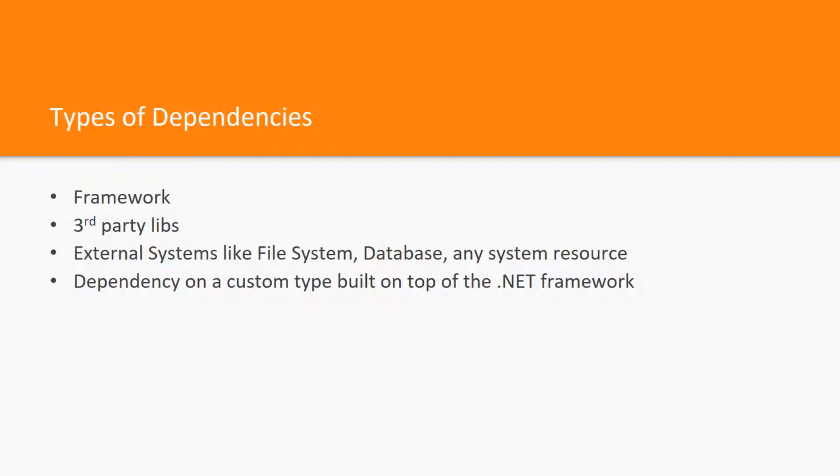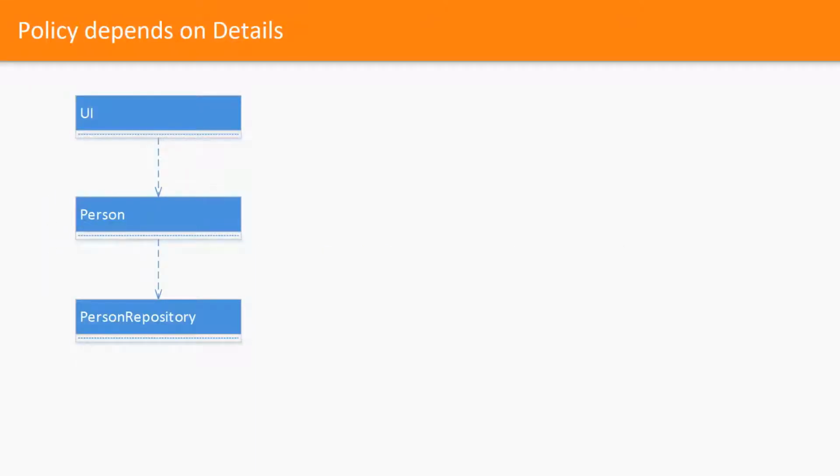In this section, the most important type of dependencies for us is the dependencies on custom types, which are developed by us. For example, here on the slide, the Person class depends on the PersonRepository class. Person cannot provide its features without relying on the PersonRepository class. The PersonRepository is a low-level class which interoperates with a database, while the Person is the high-level domain object.